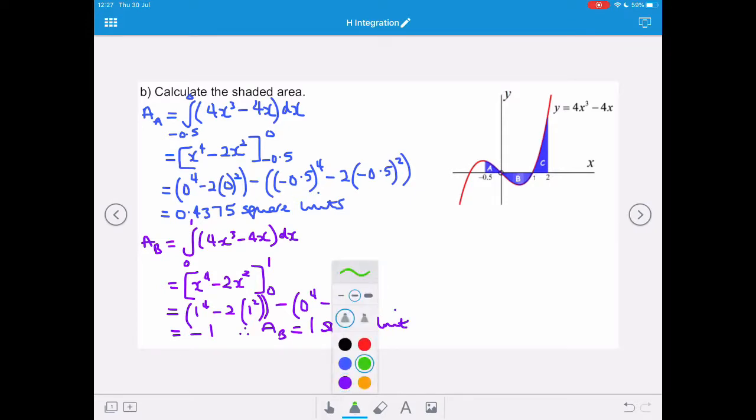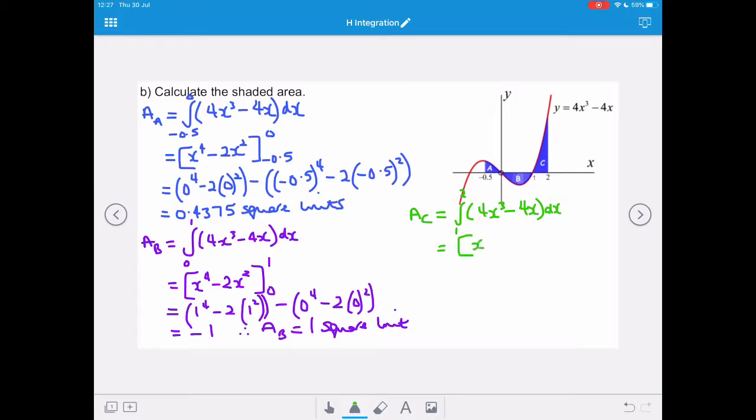So we've now evaluated the area of A and B, and we need to evaluate the area of section C under this curve. It's above the x-axis again, so we anticipate that this will be a positive area. And we're integrating the same function, 4x cubed minus 4x, with respect to x, and our limits this time are 1 and 2. Our square bracket remains the same, x to the power of 4 minus 2x squared, and our limits, the upper is 2, the lower is 1.